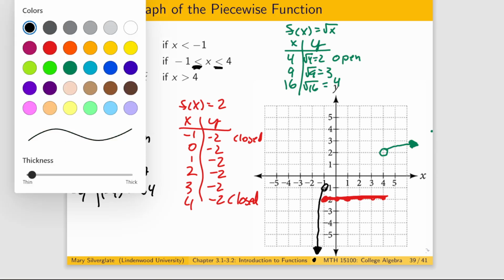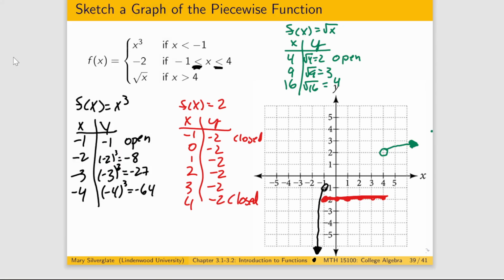Now let's talk about the domain and range of this. So for the domain, if you notice left to right, we're talking about all numbers smaller than -1. Then we pick back up at all numbers from -1 to 4. Then we pick back up with all numbers greater than 4. So are there any x values we skipped over? There are not actually. So the domain is just -infinity to infinity.